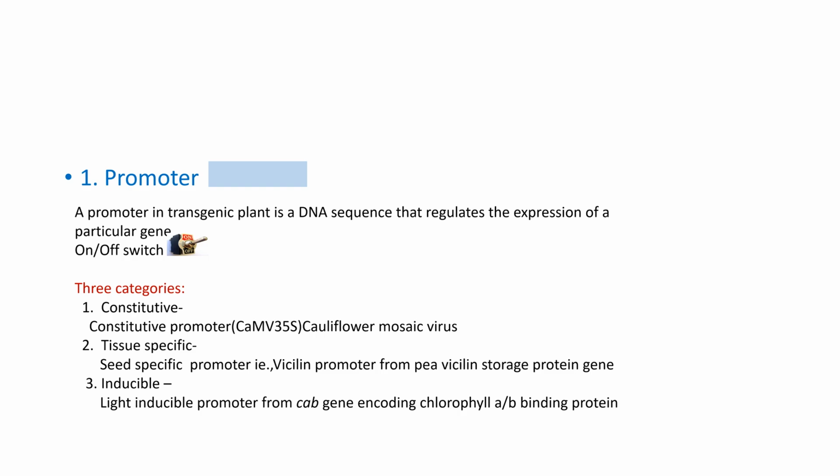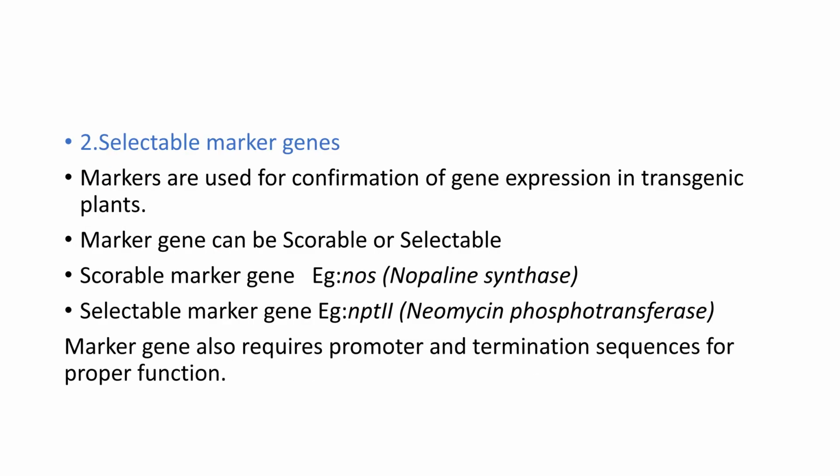Some other promoters that are used include the tissue-specific promoter, that is a seed-specific promoter, like the phaseolin promoter from the P. vulgaris phaseolin storage protein gene. Next is an inducible promoter. That means it responds to the plant's internal or external environment, such as a light inducible promoter, the promoter from the CAB gene encoding the major chlorophyll A and B binding proteins.